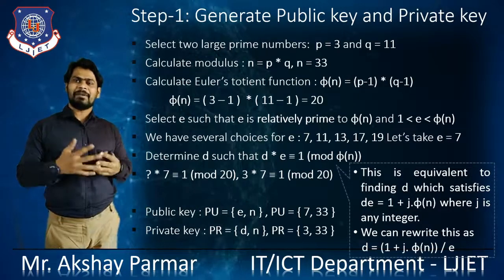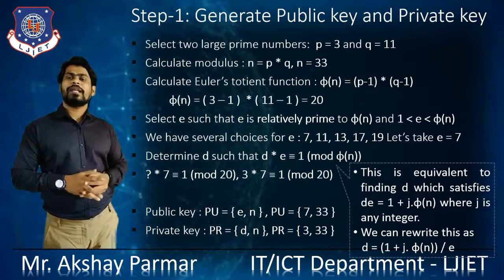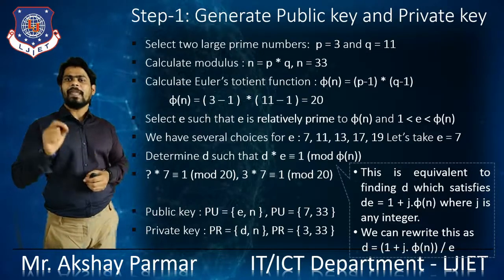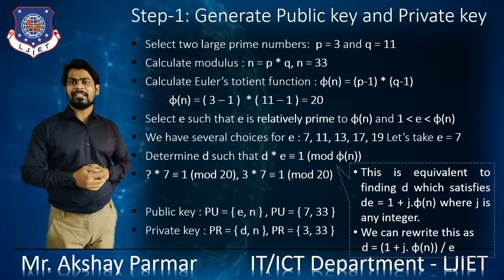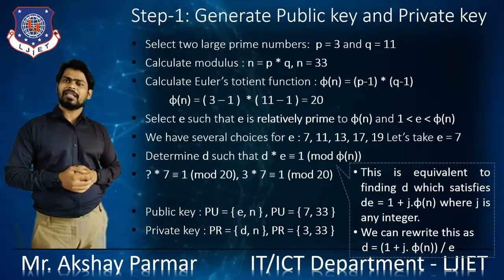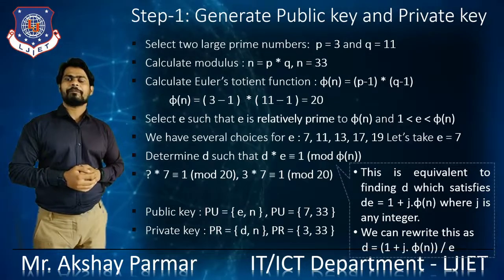After selecting the prime numbers, what do we need to do? We need to calculate the modulus, right? n is equal to p into q. So what is n here? n is equal to 33, that we are getting, right?